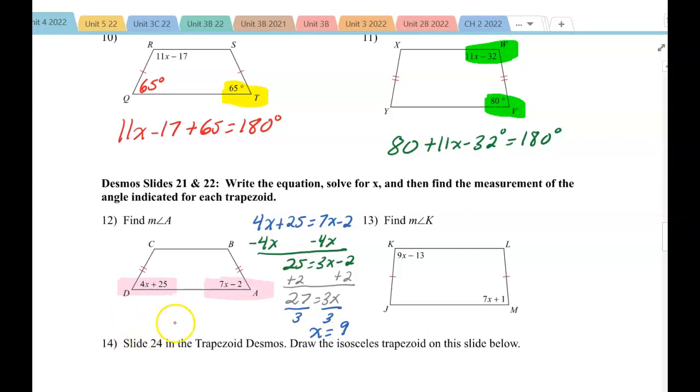Now I want to find angle A. So angle A is 7 times 9 take away 2. Using my calculator, I get angle A is 61 degrees. So angle A in problem 12 is 61 degrees.